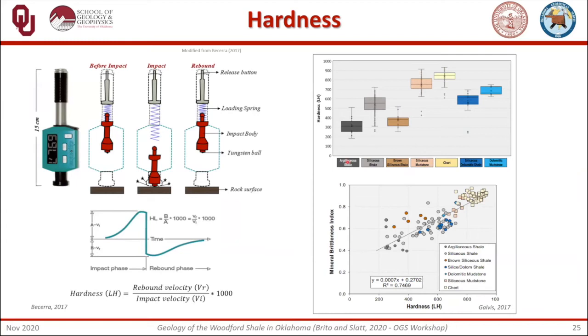Notice how the Argillaceous Shale, the Siliceous Shale, and the brown Siliceous Shale, so the shaly rock or the softer beds, tend to have a lower hardness, but the Siliceous Mudstones and the Chert, as well as the dolomitic rock, tend to have a higher hardness. This is normally tied to the mineralogical brittleness index, which relates to how much quartz and how much clay is in the rock.